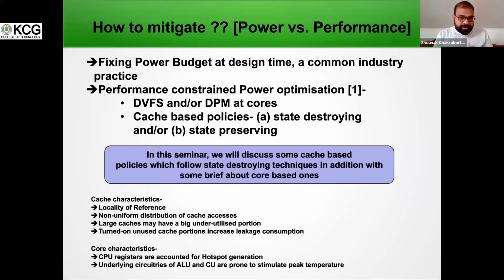So now we have some jogging of our memory. What are the primary cache characteristics, as we are going to see some cache-based policies? First of all is the locality of reference, which is of two types: temporal locality as well as spatial locality.